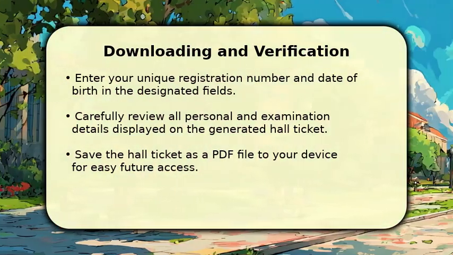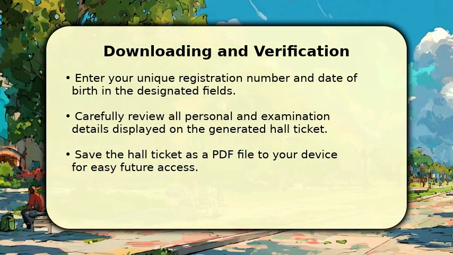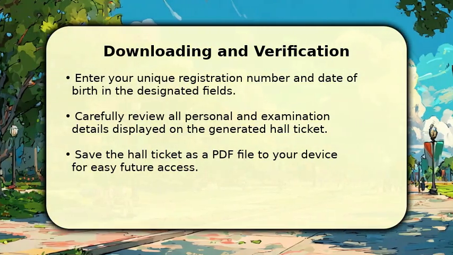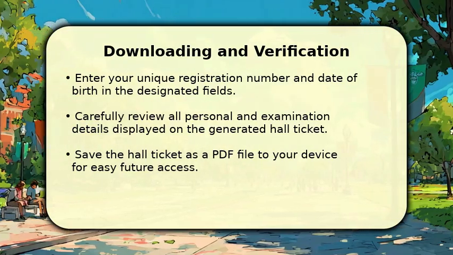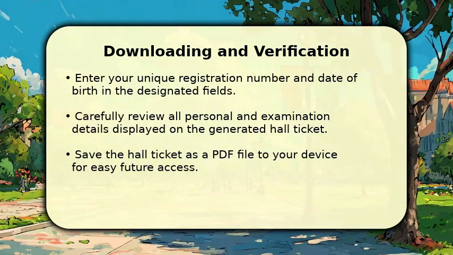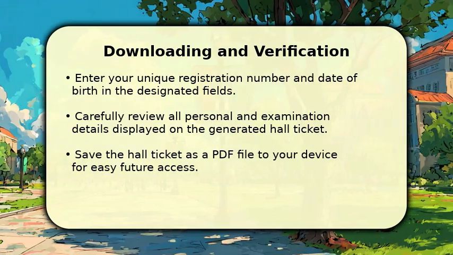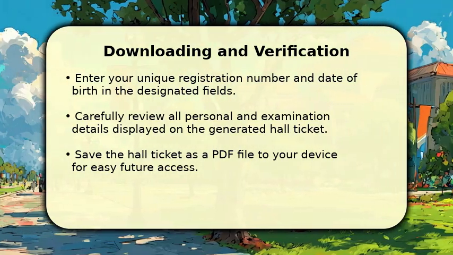On the hall ticket download page, accurately input your registration number and your date of birth into the required fields. After the hall ticket loads, it is very important to thoroughly check all the details presented, including your name, photograph, subject codes, and examination center. Once you are certain everything is correct, save the hall ticket to your computer or phone as a PDF document for safekeeping, ensuring you have a digital copy.